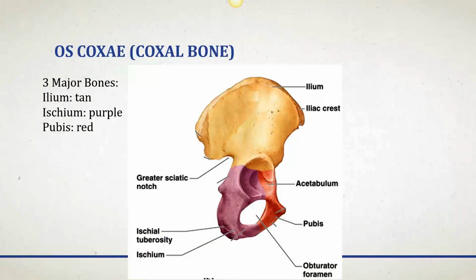Each os coxae has three major regions. The ilium, which is the part that you actually set your hands on when you put your hands on your hips. The ischium, which is your butt bone, that's the part that you sit on. And the pubis, which protects the pubic region and supports the external genitalia.